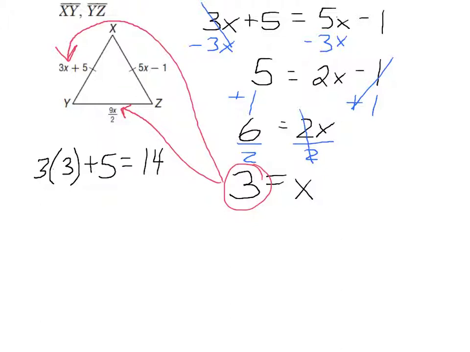And then substitute the 3 in segment YZ. So 9x over 2 is my expression. I want to put the 3 in for the x. 9 times 3 is 27, divided by 2 is 13.5.